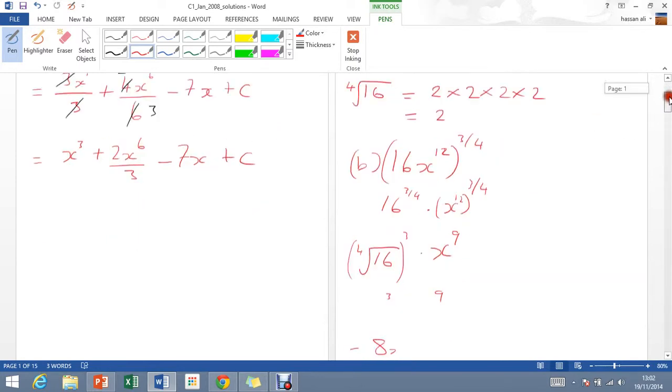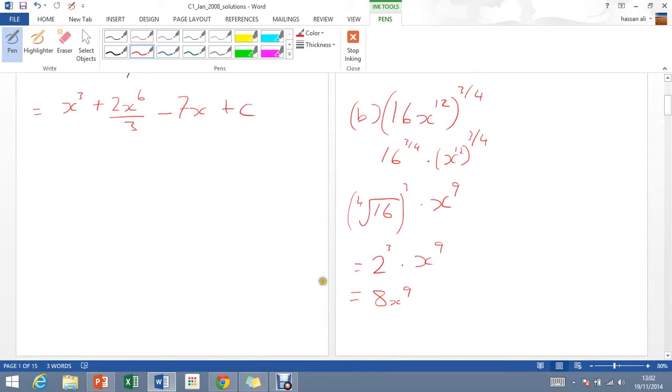Then it's another index rule: the fourth root of 16, which we just worked out, is 2, and you raise it to the power of 3, so 2 raised to the power of 3. Remember, this goes inside a bracket and that's left outside a bracket, so inside and outside. Then you times it by x to the power of 9. This dot in maths can mean to multiply, so it doesn't confuse you with an x, and that will equal 8x to the power of 9.